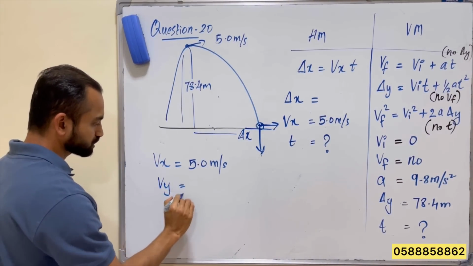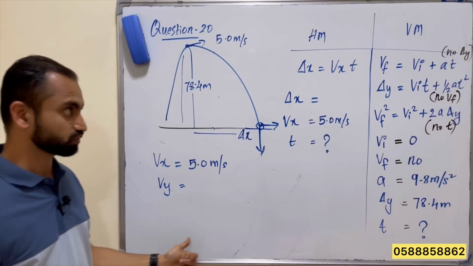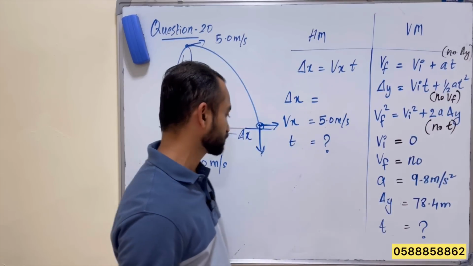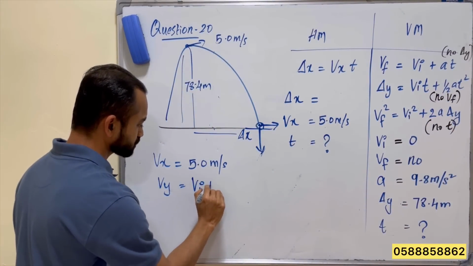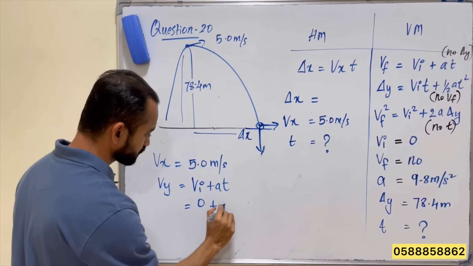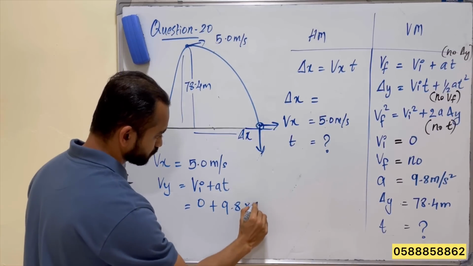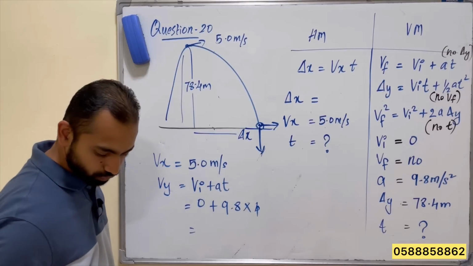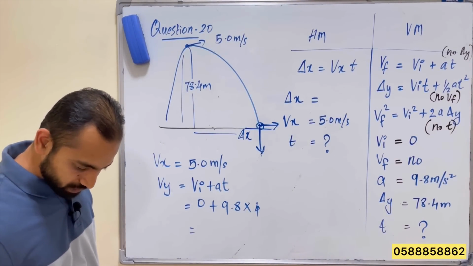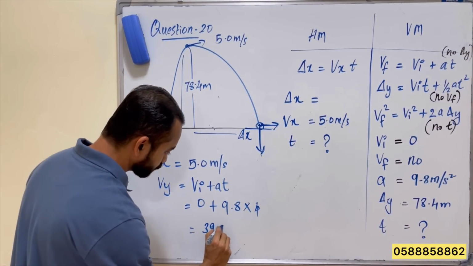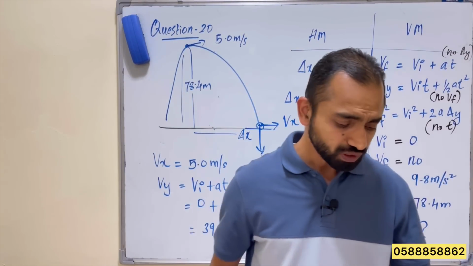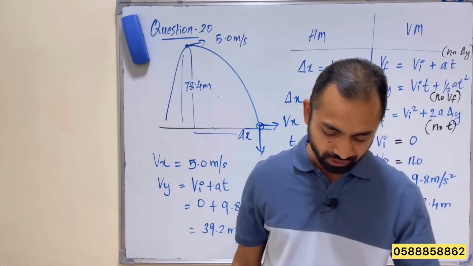So what is the final velocity in the vertical direction? That you have to calculate. Final velocity in the vertical direction you can calculate using this equation: final velocity is equal to initial velocity plus acceleration into time. Initial vertical velocity is 0, acceleration 9.8, time is equal to 4. What is 9.8 into 4? 9.8 multiplied by 4 equals 39.2 meter per second.